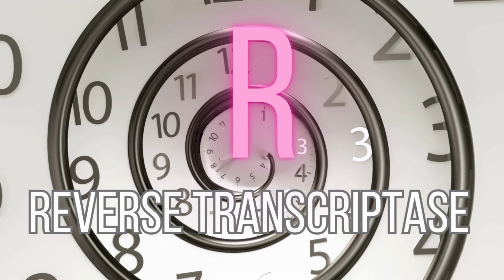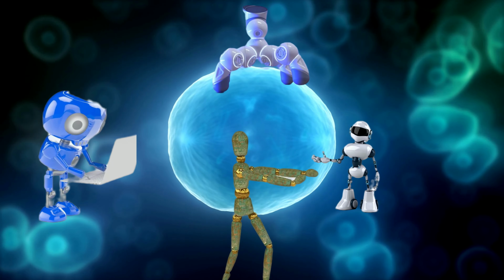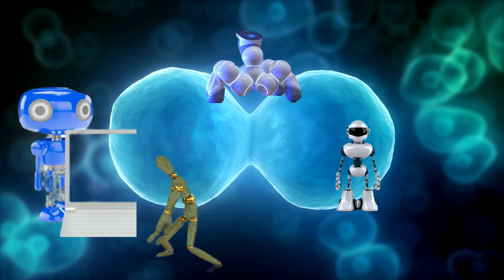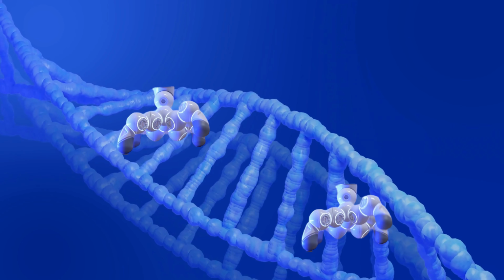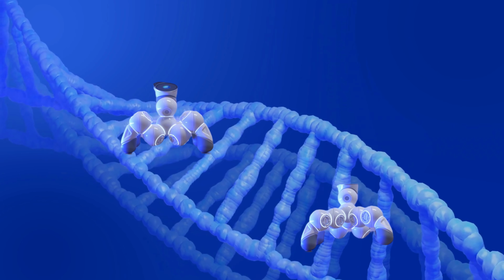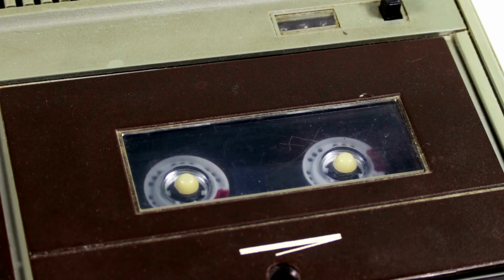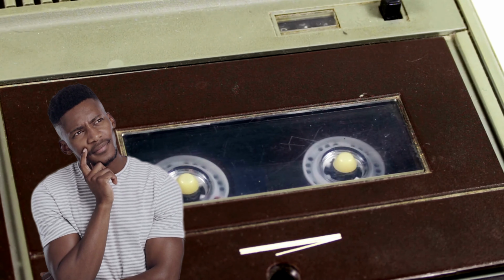R. Reverse transcriptase. Proteins are like tiny complex machines made by the cell that each perform different roles. Reverse transcriptase takes molecules of RNA and copies them back into DNA. This is the reverse of what usually happens in the cell, where DNA is copied into RNA and the RNA is used to make proteins. Why would the cell want to do it backwards?